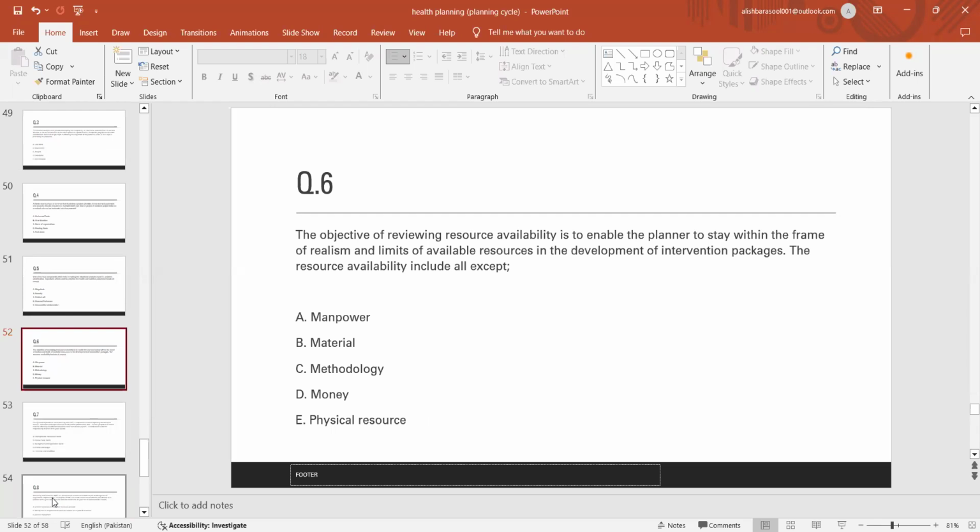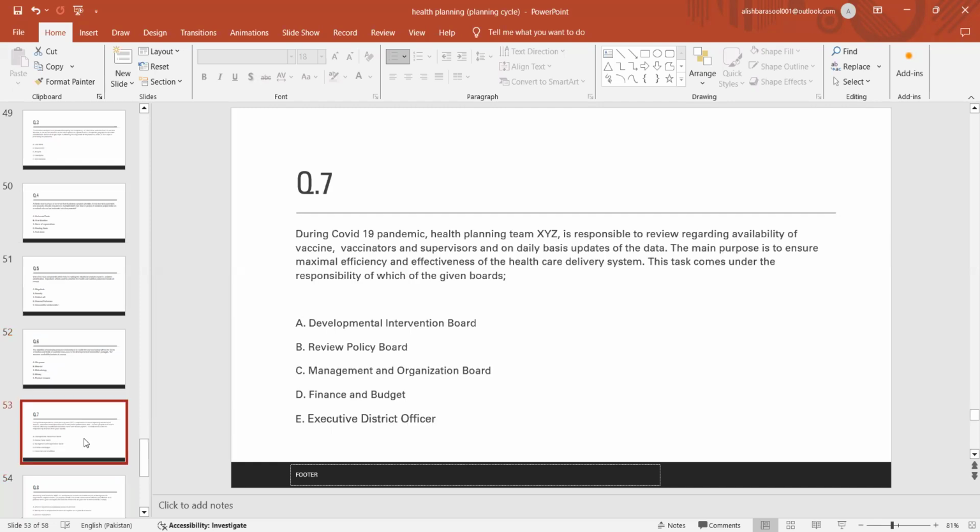The objective of reviewing resource availability is to enable the planner to stay within the frame of realism and limits of available resources in the development of the intervention package. The resource availability includes all except A, manpower; B, material; C, methodology; D, money; E, physical resource. C. Yes, it's C.